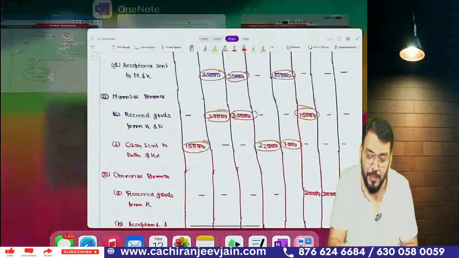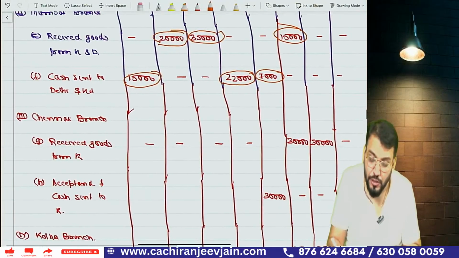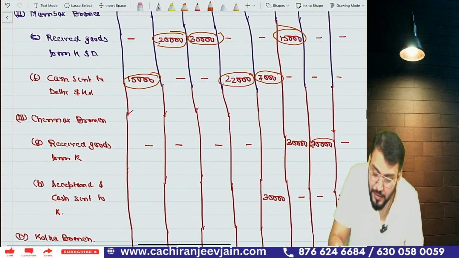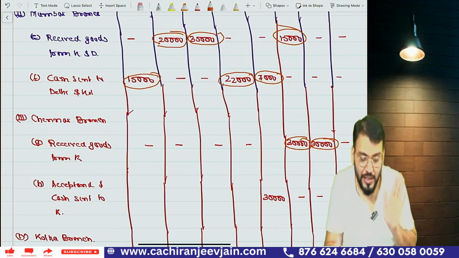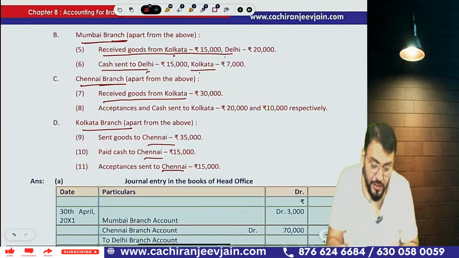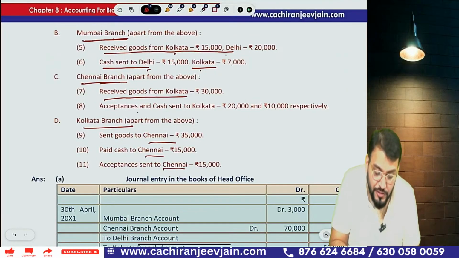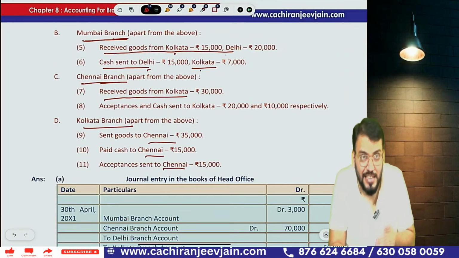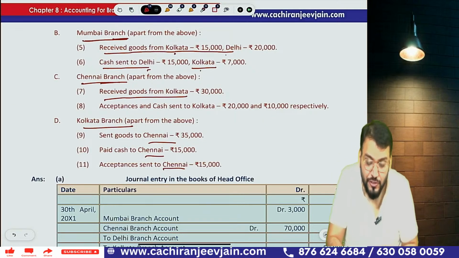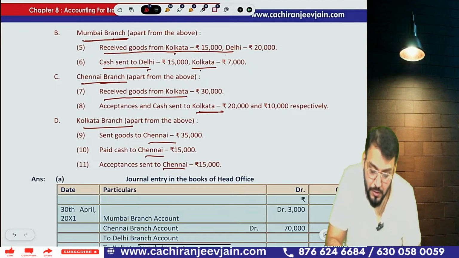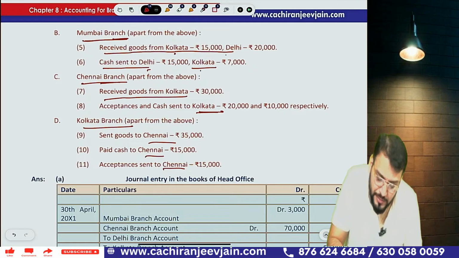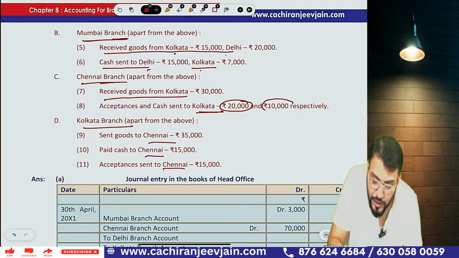So come to point number C. You can see Chennai branch has been debited and Kolkata has been credited. The next transaction is what? Chennai acceptance and cash sent, means Chennai has sent acceptance and cash to Kolkata. Acceptance cash means they have sent a bill amounting to rupees 20,000 and cash amounting to rupees 10,000.